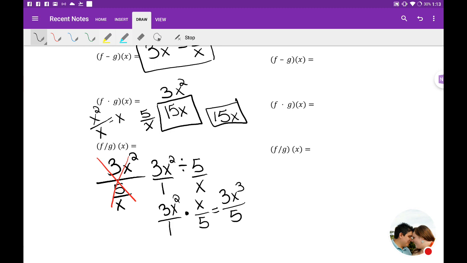Now in this case, I don't need to list anything for what x can't be because x is not in the denominator. So the denominator never has a chance to actually equal 0. So 3x cubed over 5 is my answer.